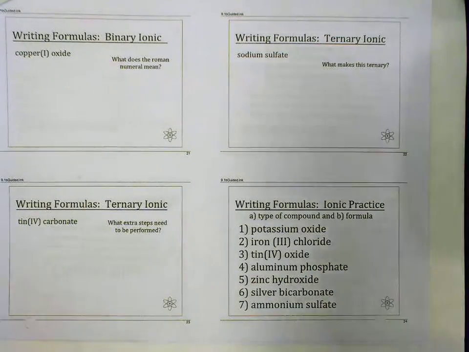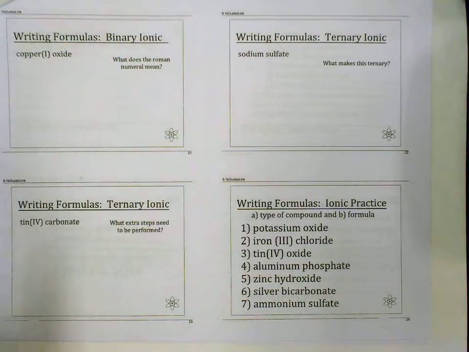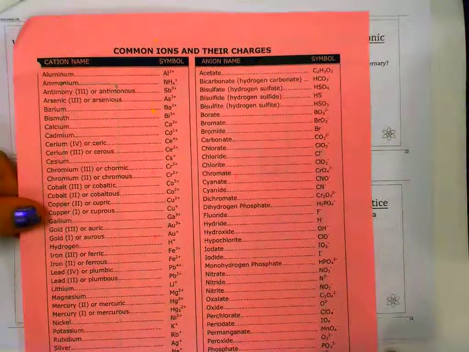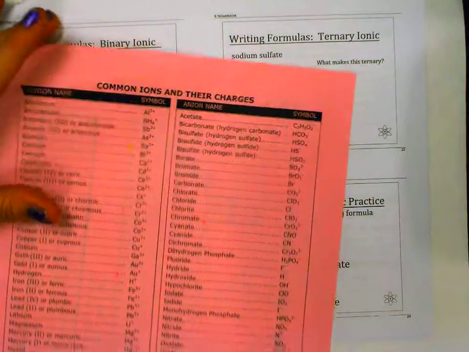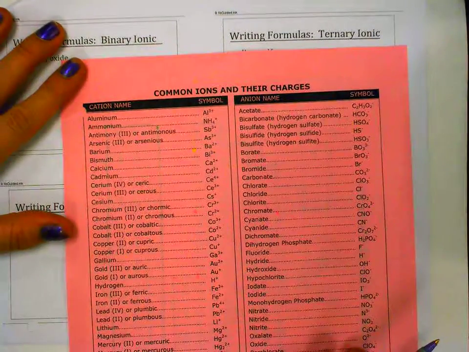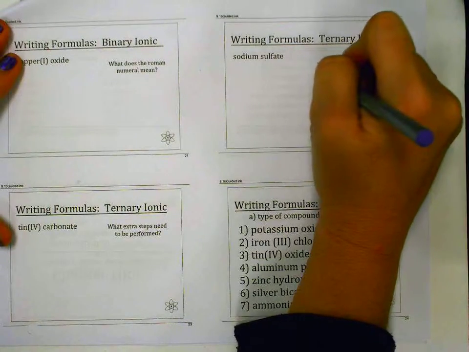Alright, so yesterday we did binary ionic, which just meant two elements in the compound, and you just look up their charge, or on your little square, whichever way. Today we're going to do ternary ionic. Remember, ternary ionic means that it's going to have a polyatomic ion in it.